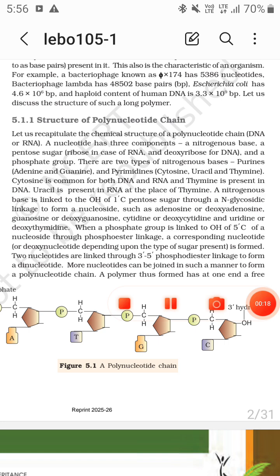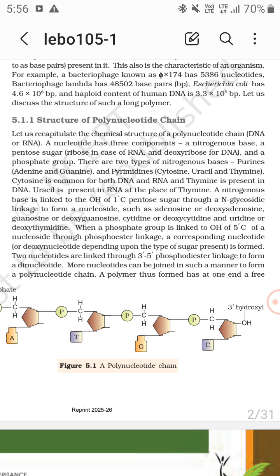There are two types of nitrogen-based compounds: purines, that is adenine and guanine, and pyrimidines, that is cytosine, uracil and thymine. Cytosine is common to both DNA and RNA, and thymine is present in DNA. Uracil is present in RNA at the place of thymine.